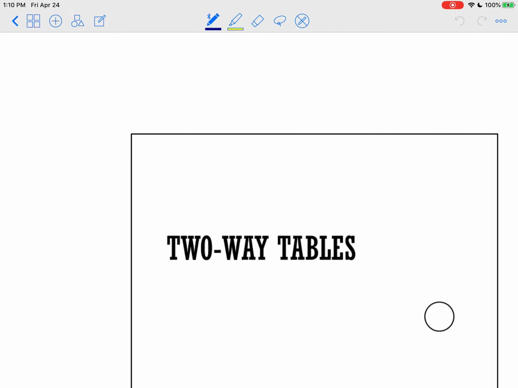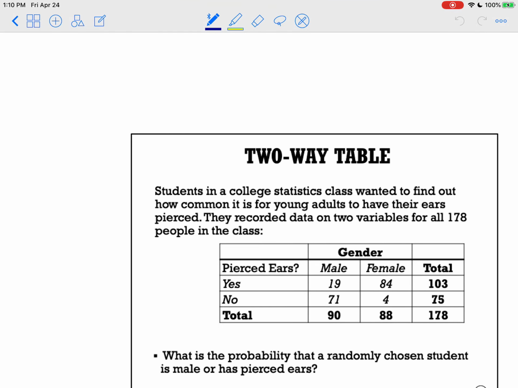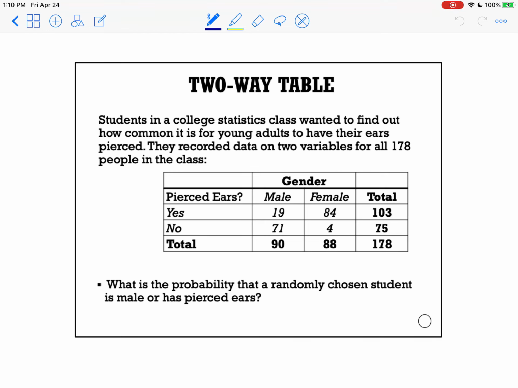Okay, so again, our goal for today is to talk about two-way tables. And what is a two-way table? Well, here's an example of a two-way table. So we have students in a college statistics class who wanted to find out how common it is for young adults to have their ears pierced. They recorded data on 2 variables for all 178 people in the class. So here's our two-way table.